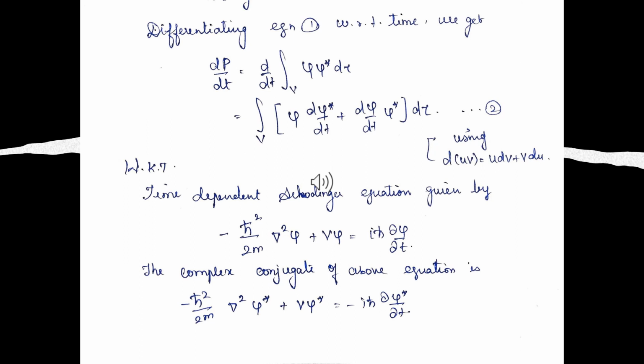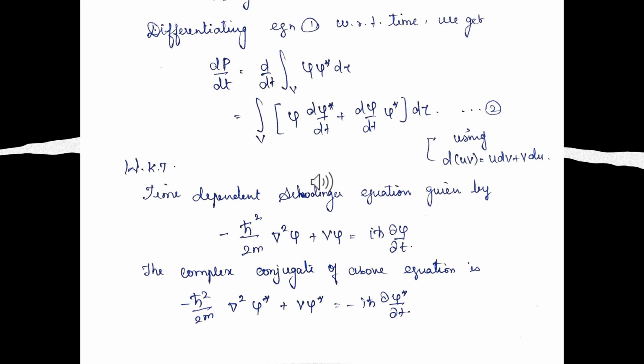We know that the time dependent Schrodinger equation is given by H psi equal to E psi. So the energy operator E is equal to i h cross dou by dou t. So i h cross dou psi by dou t is equal to minus h cross square by 2m del square psi plus V psi, since the Hamiltonian H is equal to minus h cross square by 2m del square plus V.